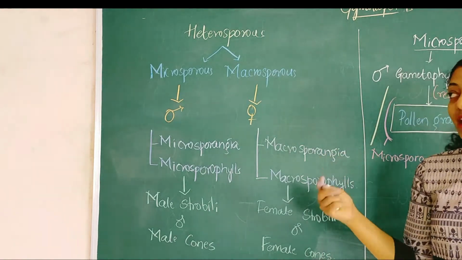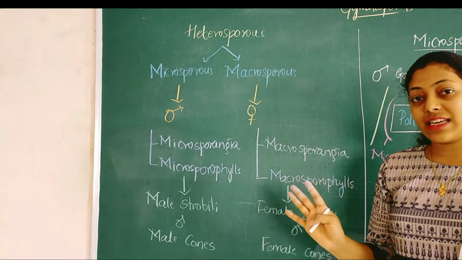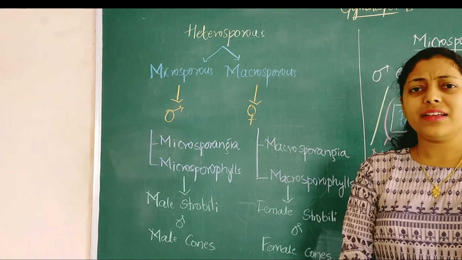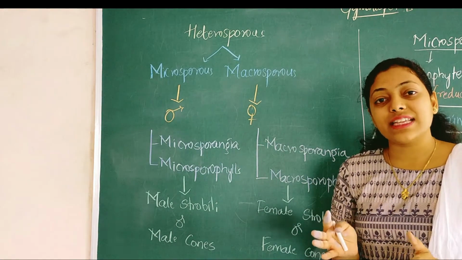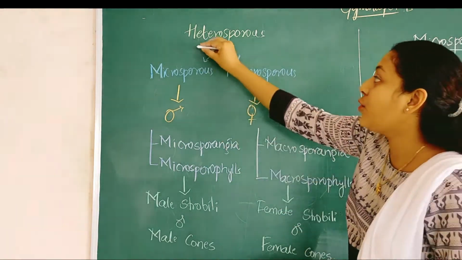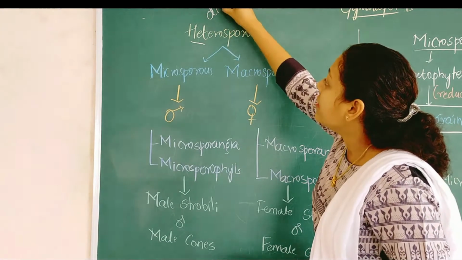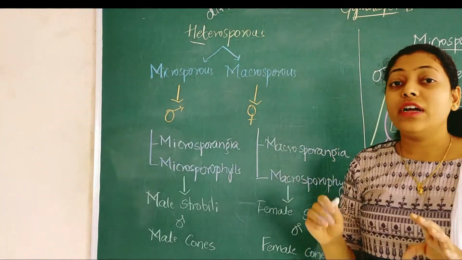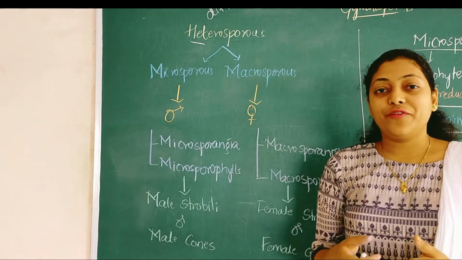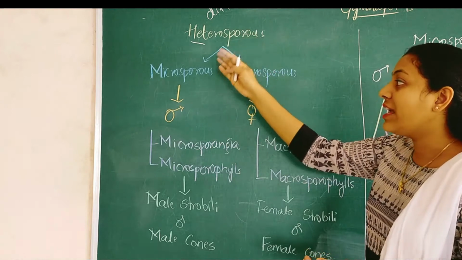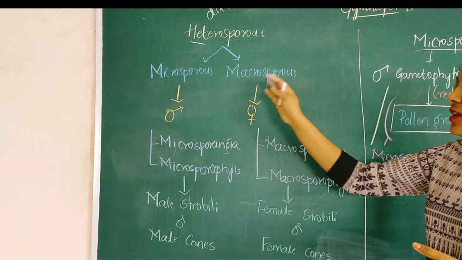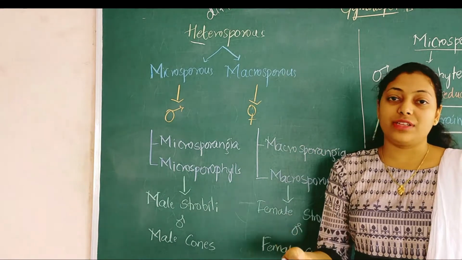Okay, so we'll proceed. We had discussed in the last class that Gymnosperms are heterosporous, right? Heterosporous means that they consist of different kinds of spores. The word hetero refers to different. They consist of different spores, that is male spores and female spores. Here the male spore is called the microspore, and the female spore is called the macrospore.